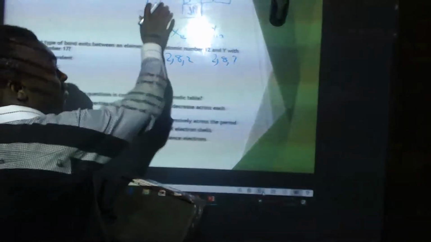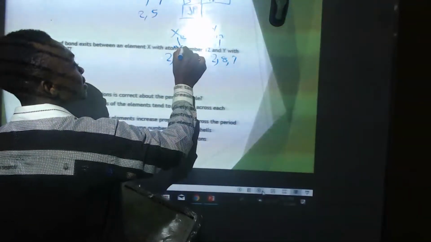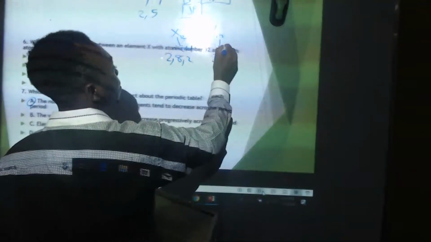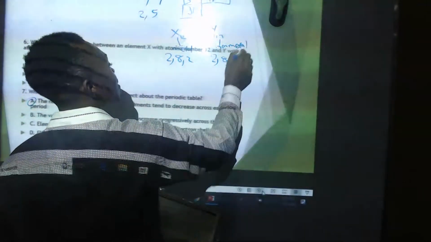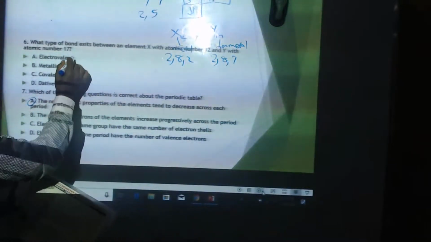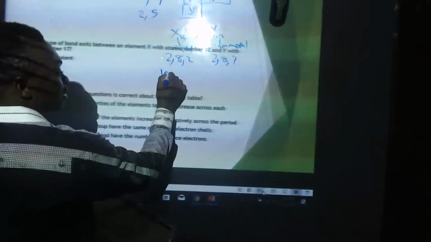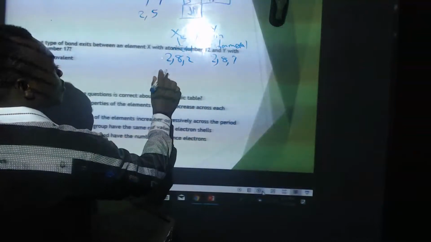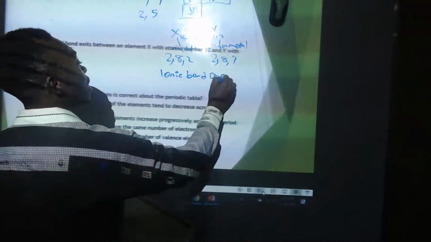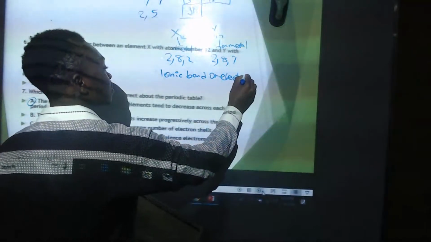Remember we dealt with metal and non-metal. This is a metal and this is a non-metal. So that's what they're asking you. The bond between a metal and a non-metal, and I used magnesium and oxygen as an example. I said the bond here is ionic bond. Now ionic bond is also known as electrovalent bond.